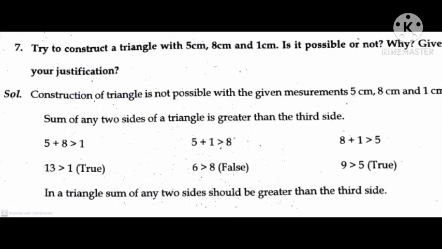Next, third case, 8 plus 1 is greater than 5. 8 plus 1 means 9. 9 is greater than 5. It is a true statement. So here we got one false statement, so we can't get a triangle with the given measurements, because in a triangle the sum of any two sides should be greater than the third side.